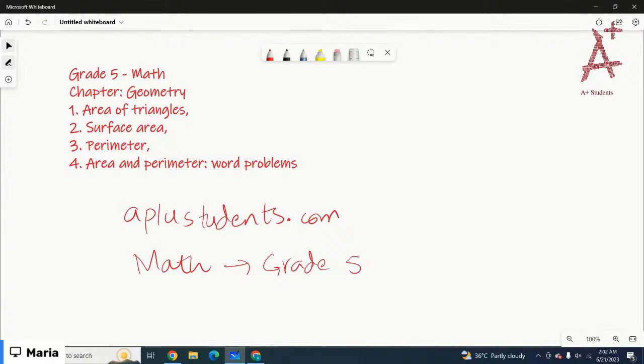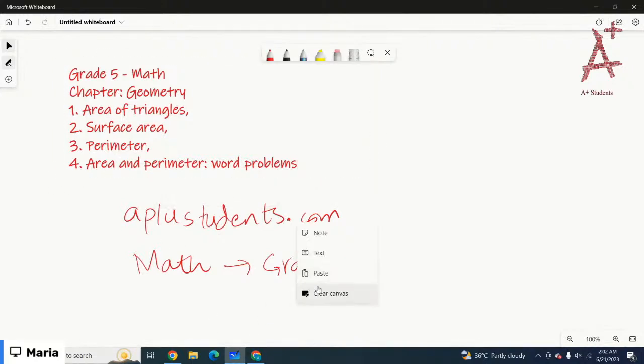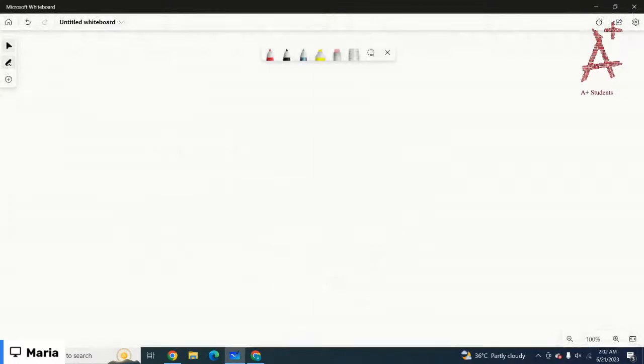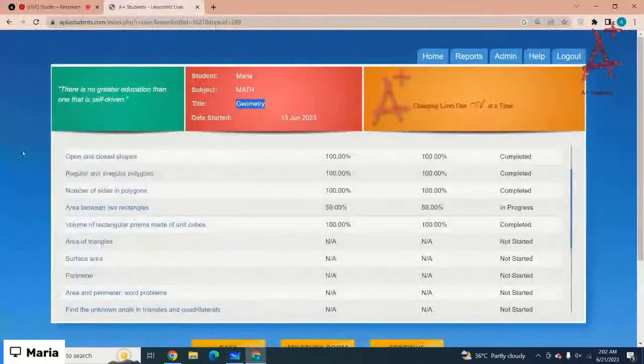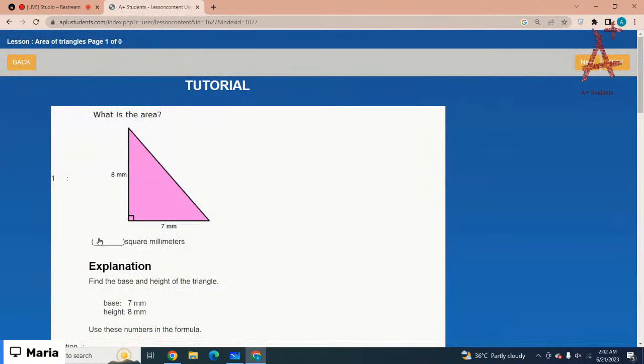We're going to start with the chapter geometry, and the lessons we're going to cover today are area of triangles, surface area, perimeter, area and perimeter word problems. So let's just start with the first lesson. Okay, here I'm on grade 5 maths. The chapter we're working on is geometry. Let's just start with the first lesson, that is area of triangles.